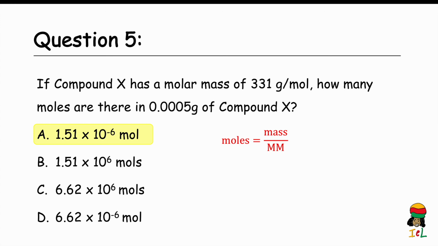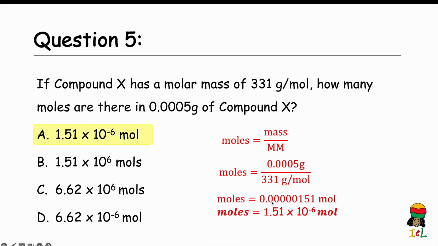We arrive at this answer using our mole equation where mass is divided by the molar mass. Therefore, moles is equal to 0.0005 grams divided by 331 grams per mole. This equals 0.000000151 mole, and we express that in standard form as 1.51 times 10 to the negative 6 mole. Just remember, when we move our decimal point to the right, the value of n is negative.